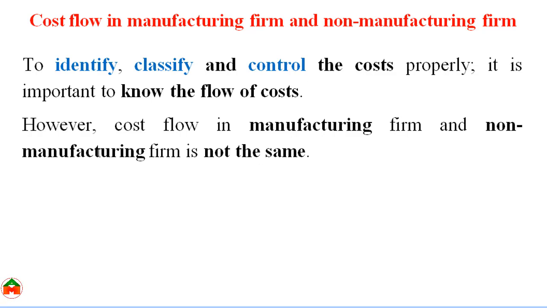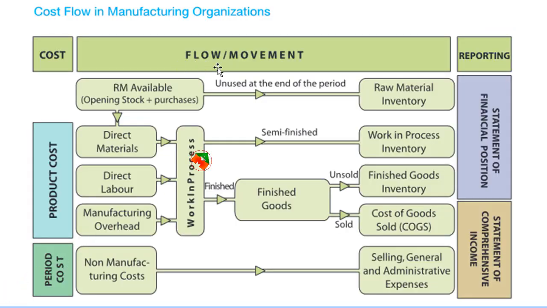Generally, the cost flow is different for the manufacturing firm and non-manufacturing firm. That means cost flow in a manufacturing firm and a non-manufacturing firm is not the same. We can see this is the cost flow for a manufacturing organization. Manufacturing organization means any organization that produces a product.